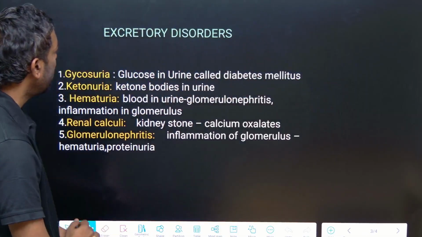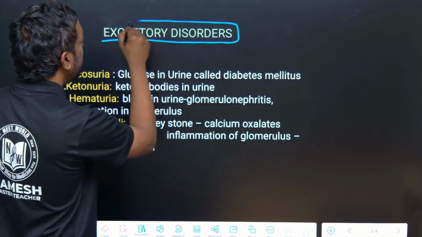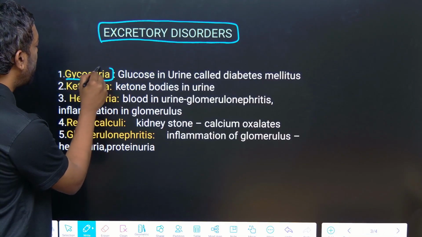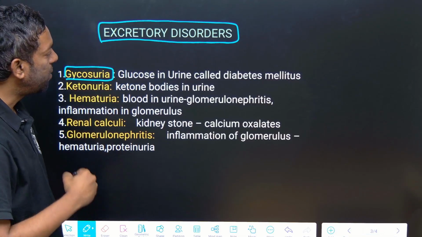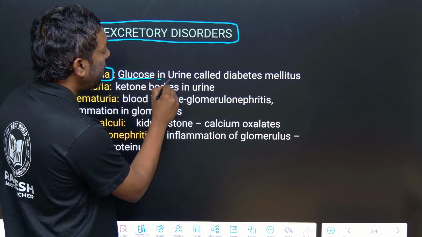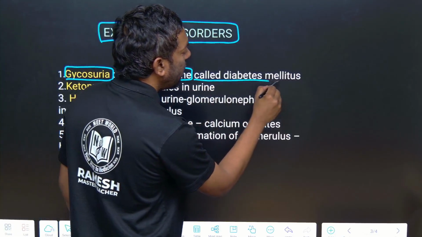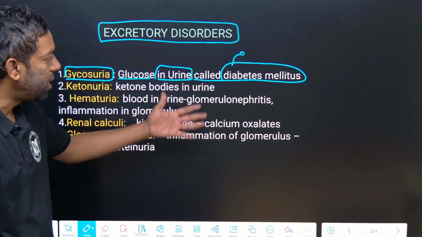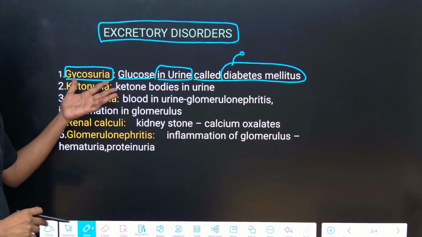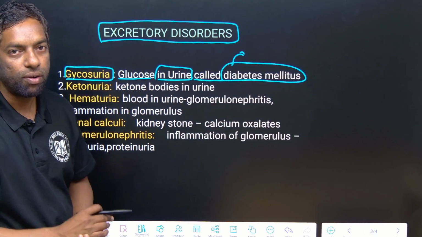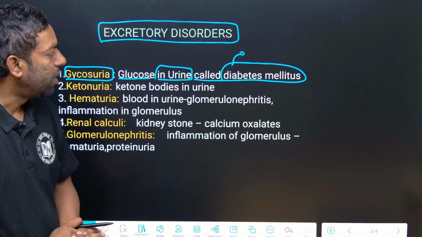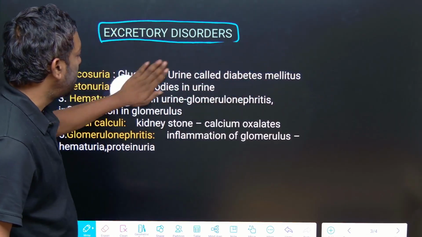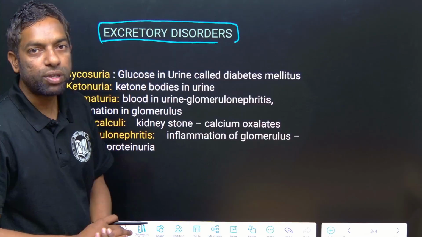Next, excretory disorders. This is most important, guys. Glycosuria is what? Glucose in urine is called glycosuria. This disease is called diabetes mellitus. Glycosuria means glucose in the urine. Glycosuria and diabetes mellitus are the same, glucose presence in the urine.